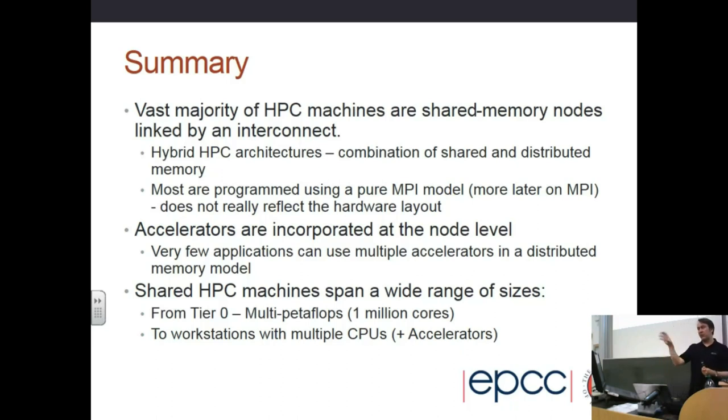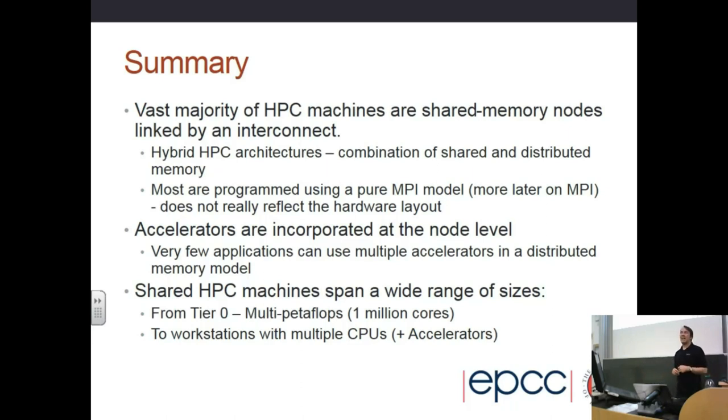Accelerators are incorporated at the node level; you plug them in. If you buy some GPUs, you'll plug so many into each node. And these systems span a wide variety of sizes. Tier zero, you'd call multi-petaflops and hopefully up in the millions of cores. But the important point is that 10, 20 years ago, parallel programming was something of a niche market. Now your workstation might have tens of CPU cores and a couple of GPUs in it.